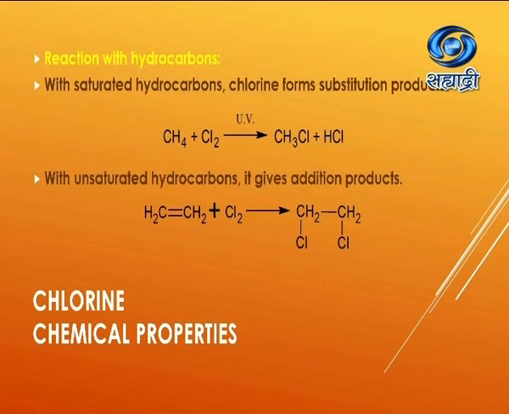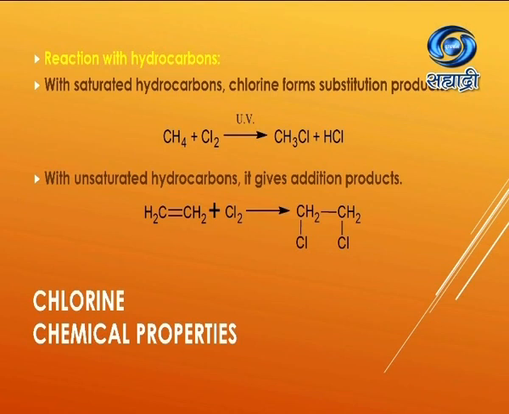Then reaction with hydrocarbons. With saturated hydrocarbons, chlorine forms substitution products, as we studied last year in alkanes. So here is the same example of alkane, that is methane. Methane reacts with chlorine in presence of UV light and forms methyl chloride CH3Cl plus HCl.